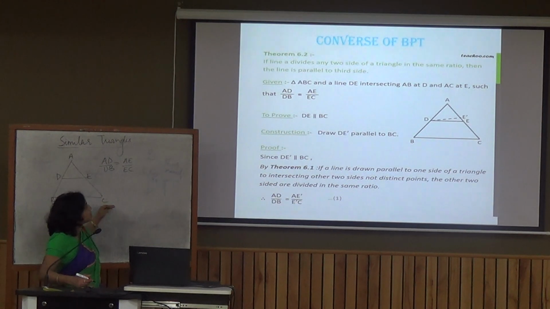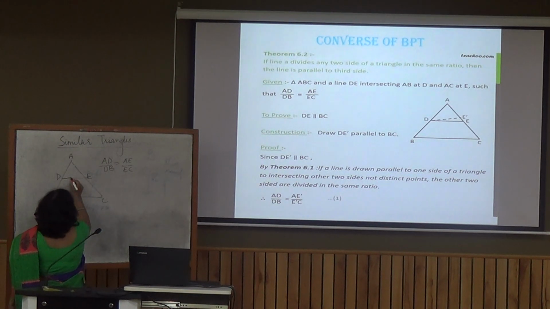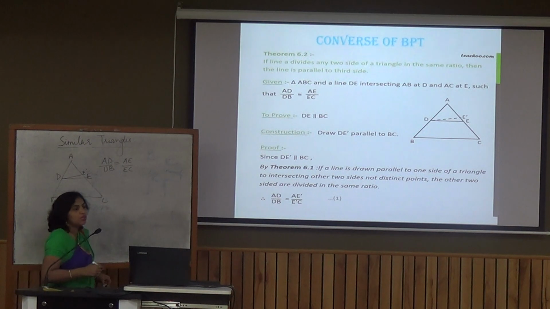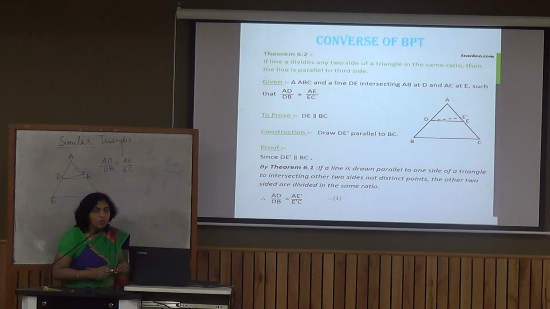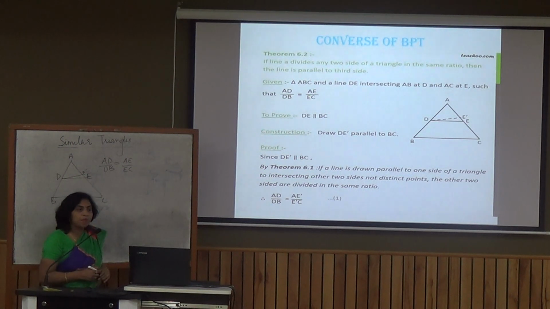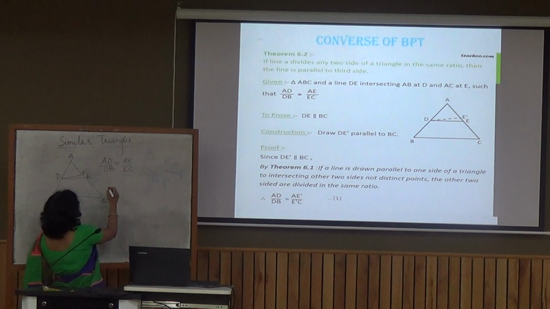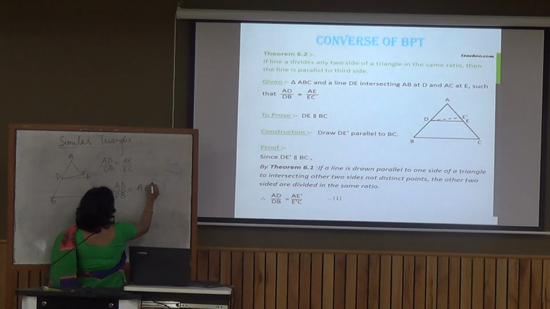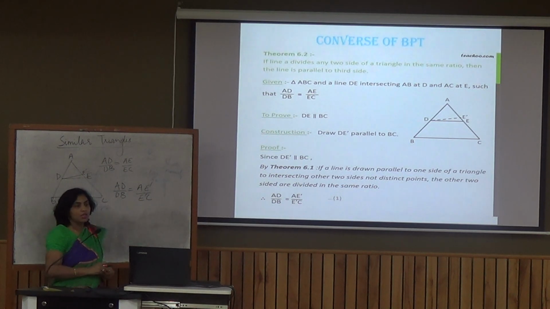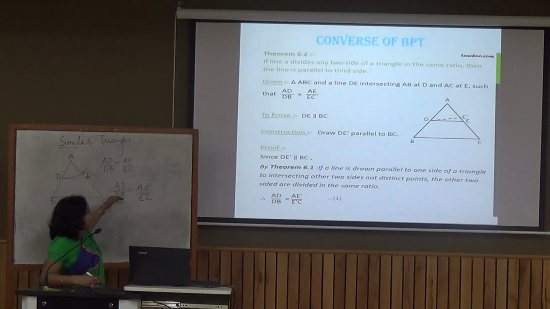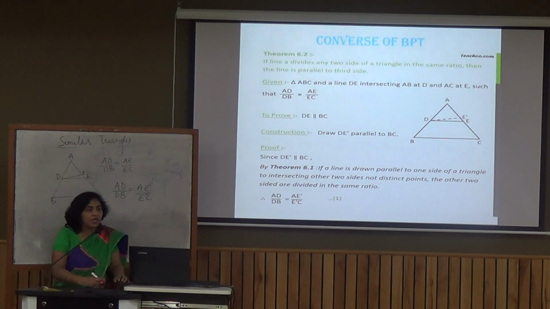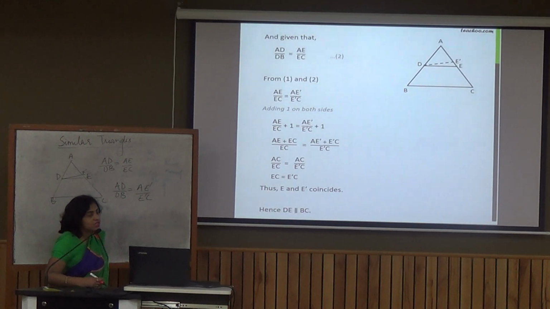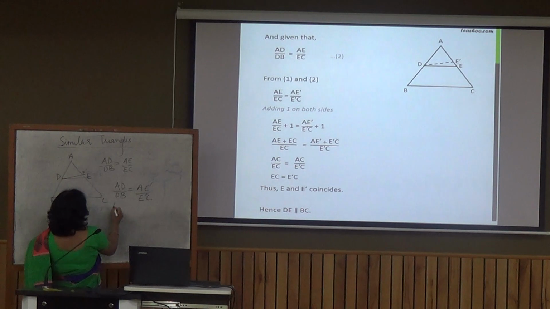So what we do is we prove it by contradiction, and we draw another line DE dash which is parallel to BC, but DE is not parallel to BC. Now when DE dash is parallel to BC, by our basic proportionality theorem, AD upon DB is equal to AE dash upon E dash C. This we are saying when we say DE dash is parallel to BC, and this has been given in both the equations. Our left hand sides are equal.